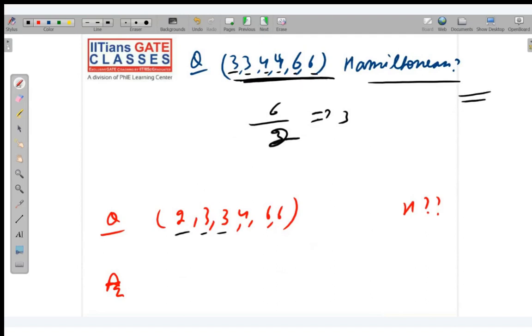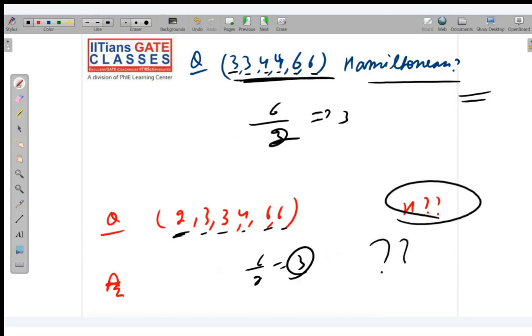Here is 1, 2, 3, 4, 5, and 6. 6 vertices are there. Is it Hamiltonian? So 6 by 2, that is 3. Every vertex should be of degree greater than or equal to 3. But here it is not, because we have 2. So can I say it is not Hamiltonian? No. That's why I have written a question mark here. I cannot say yes or no. Are you getting it now?